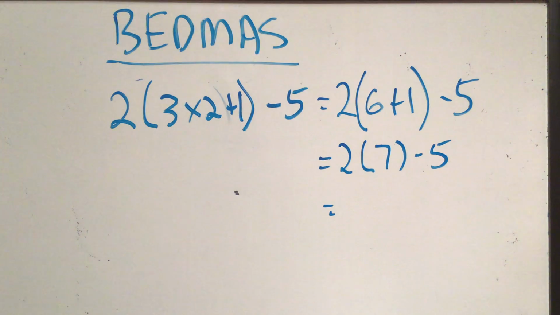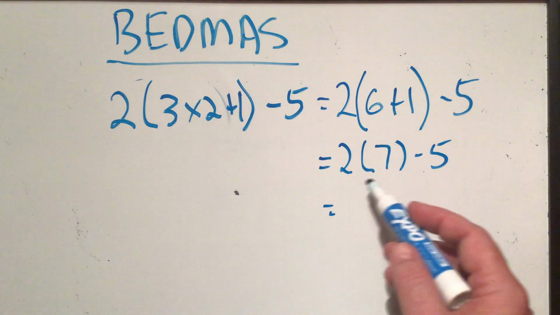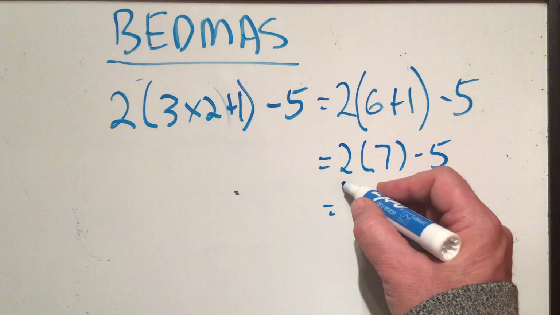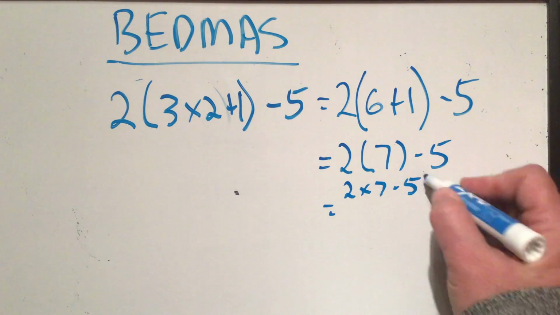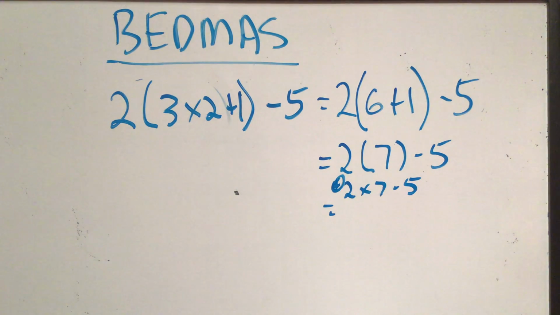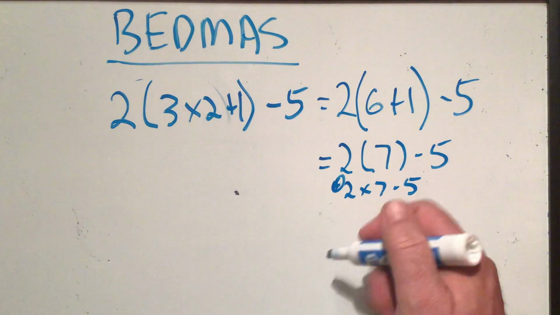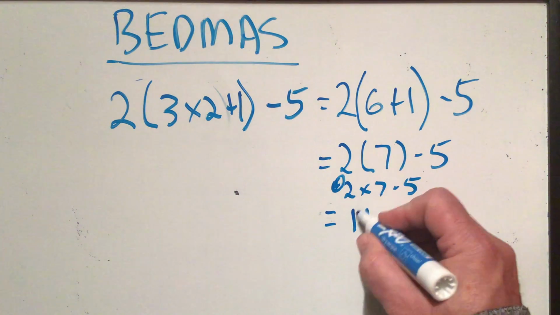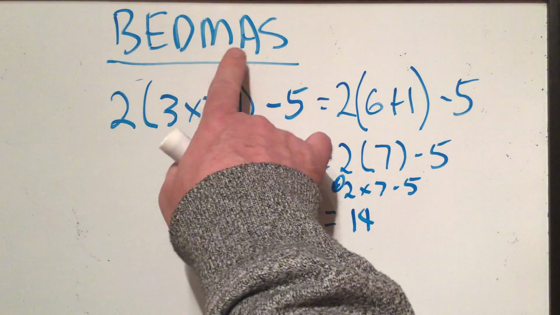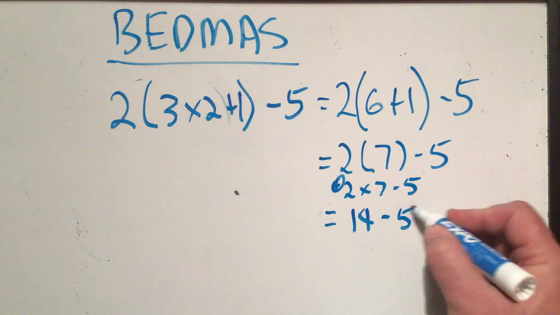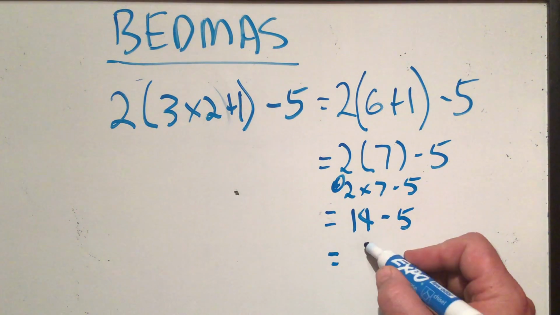Now, the thing about this is you have to remember the relationship between the 2 and the bracket, and that actually means multiply. So this could be actually written as this, if you really wanted to, okay? Either way would be acceptable to me. I don't care. So 2 times 7, I'll just put an equal sign a little lower there. 2 times 7 is 14. Because according to BEDMAS, I have to do divide and multiply before I do add and subtract. So now I have 14 minus 5, and 14 minus 5 is 9.